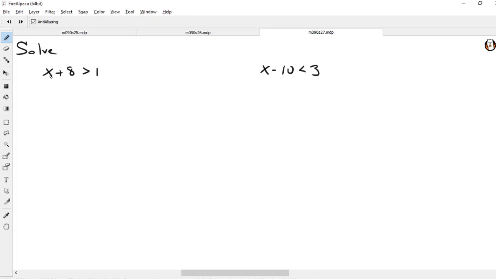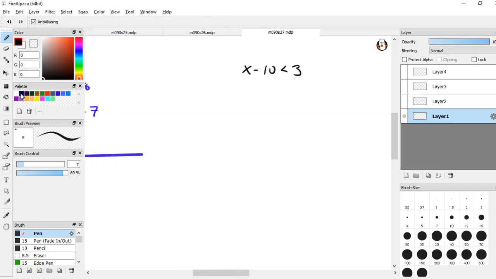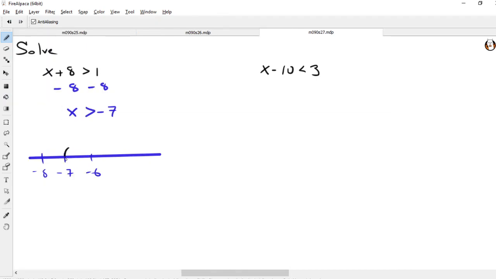I'm looking at section 2.7, inequalities, and we want to start off by solving these simple inequalities. If I have x plus 8 is greater than 1, I'm going to solve by subtracting 8 from both sides. This is just how I would solve if I had an equality, an equation. I get that x is greater than negative 7. So on a number line, here's negative 7, here's negative 8, here's negative 6. Here's x, bigger than negative 7, with a round parenthesis because it's not equal.